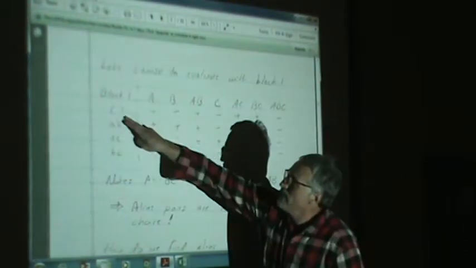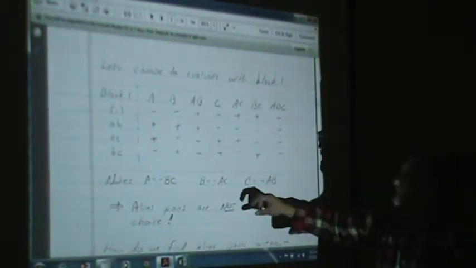So here's block 1. Here's those plus minus signs in block 1. So let's see what happens here. Well, let's look at A and BC again. They were problems before. Oh, well, they're just opposite signs. And B and AC, they were problems. Oh, they're just opposite signs, C and AB. So I really didn't do anything.